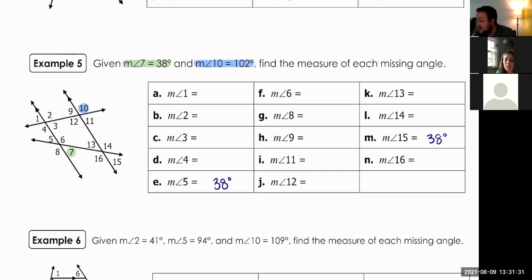Wow. 13. So whether you want to say 13 is corresponding to 5, which we already have, or we could say 13 and 15 are vertical, 13 then should also be 38 degrees.